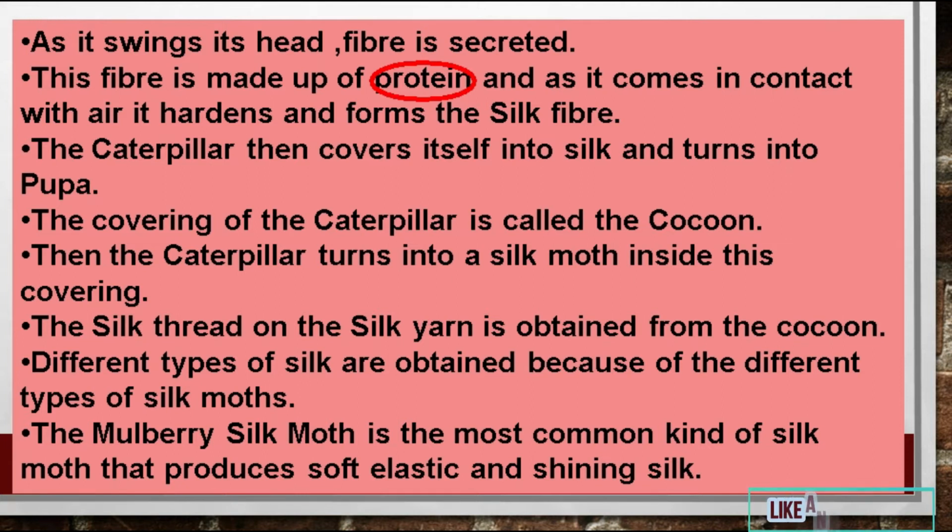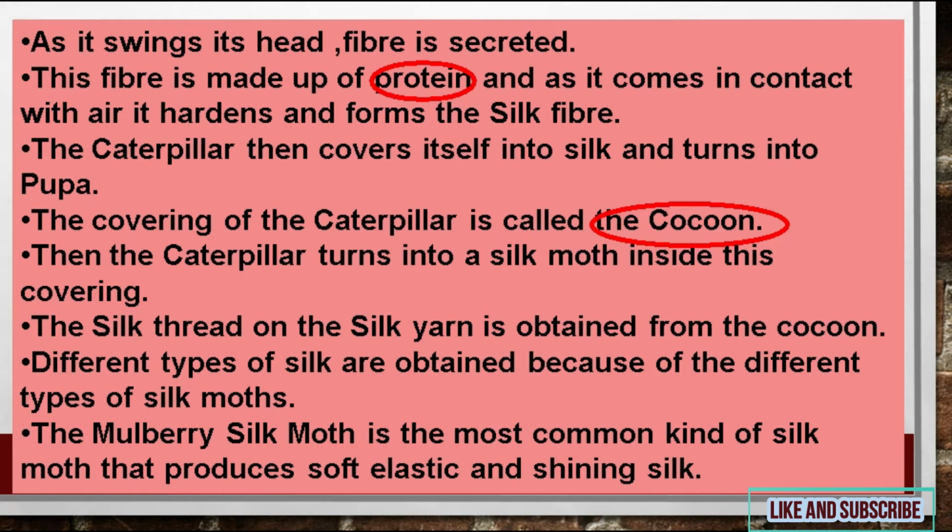And then the caterpillar covers itself in silk and turns into a pupa, and this stage at which the caterpillar covers itself is called the cocoon stage. And then the caterpillar turns into a silk moth inside this cocoon. And students, the silk yarn or the silk thread is basically obtained at this cocoon stage.